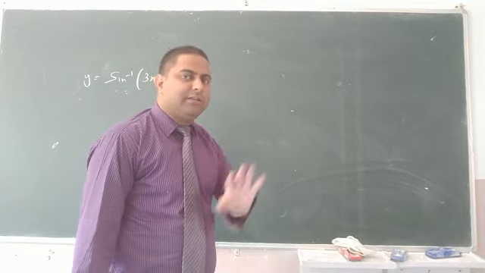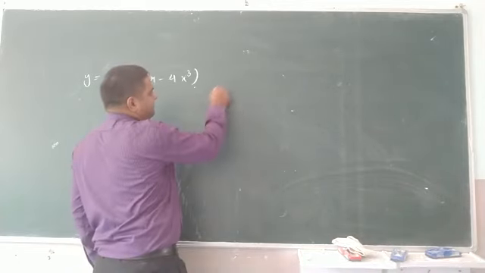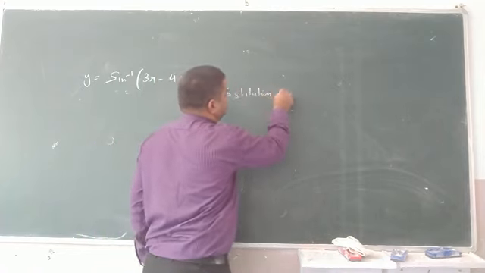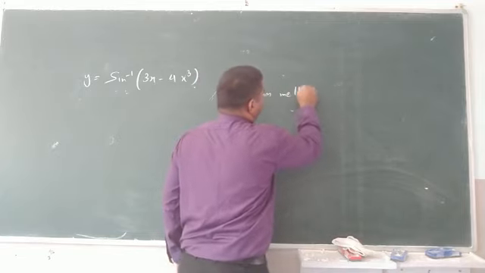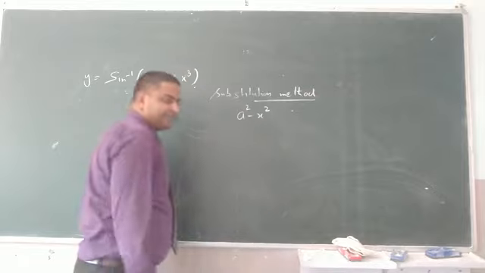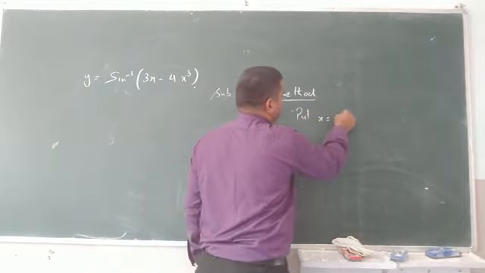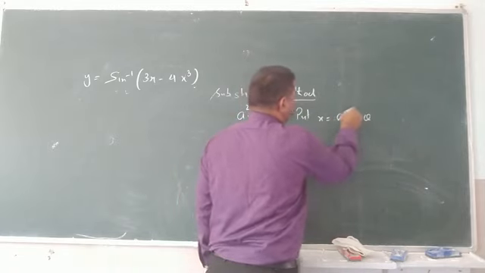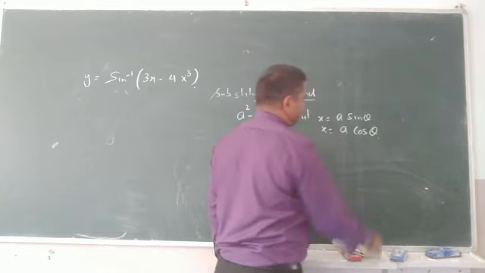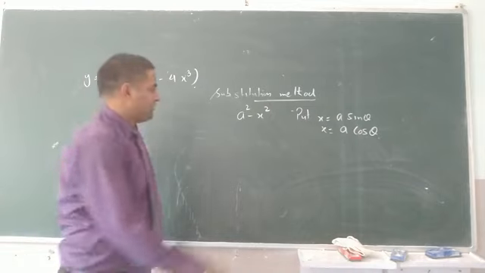We have done all this in the chapter inverse trigonometry. Substitution method. When the expression is given in the form of a square minus x square, we put either x equals a sine theta or x equals a cos theta. This is the first substitution.